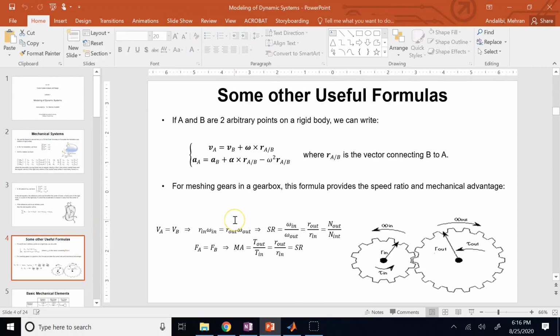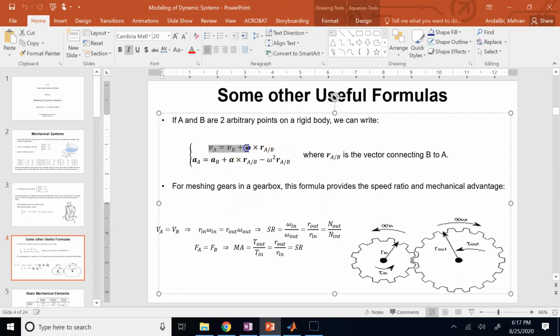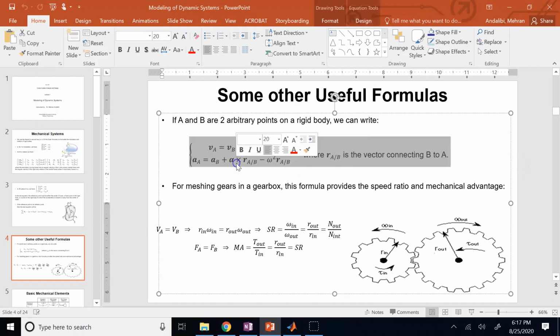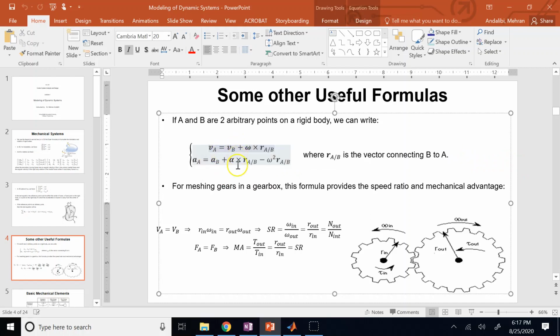The other stuff that you probably remember from dynamics is if you want to relate the velocity of 2 points on the rigid body, this is how you do it. If you want to relate the acceleration of 2 points on the rigid body, that's how you do it. So these are two important kinematics equations for 2 points on the rigid body.